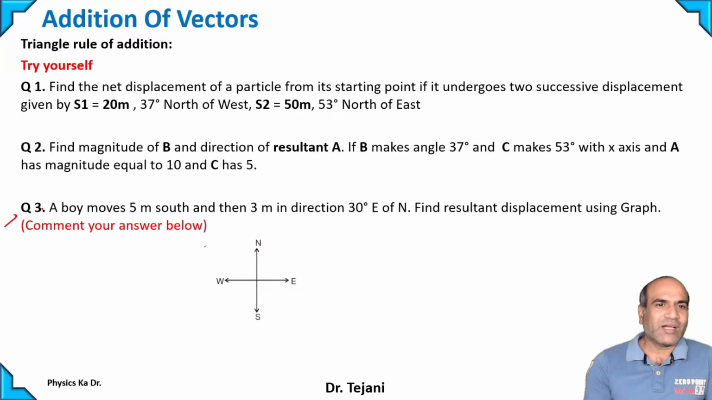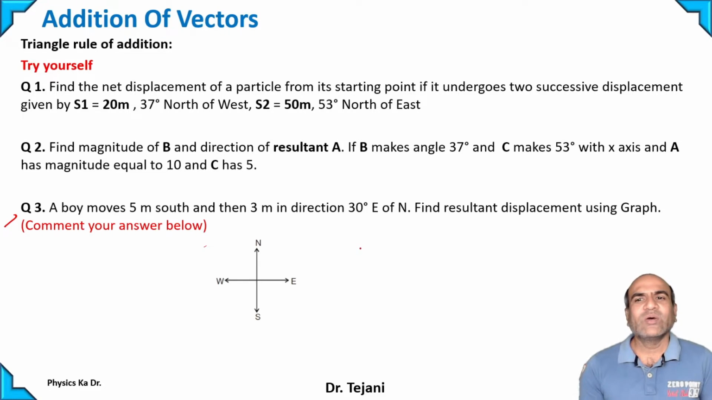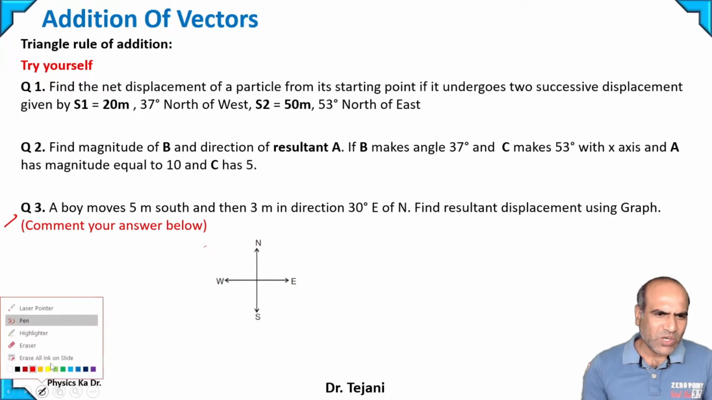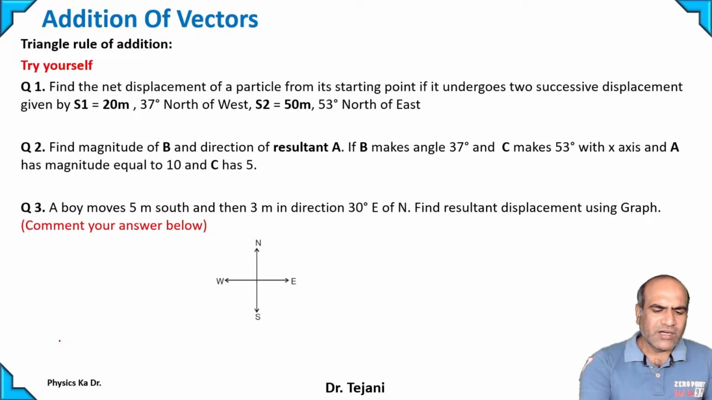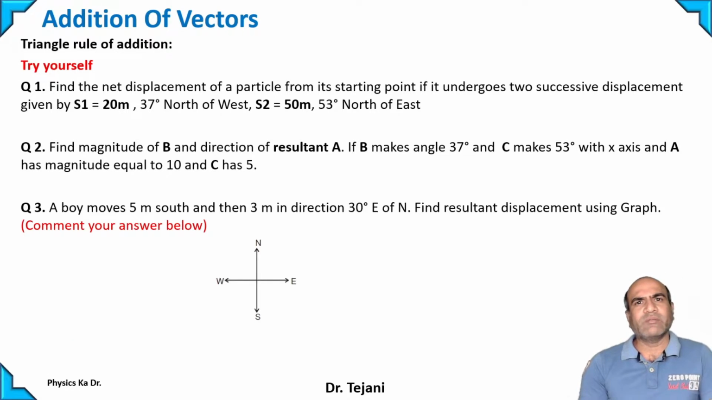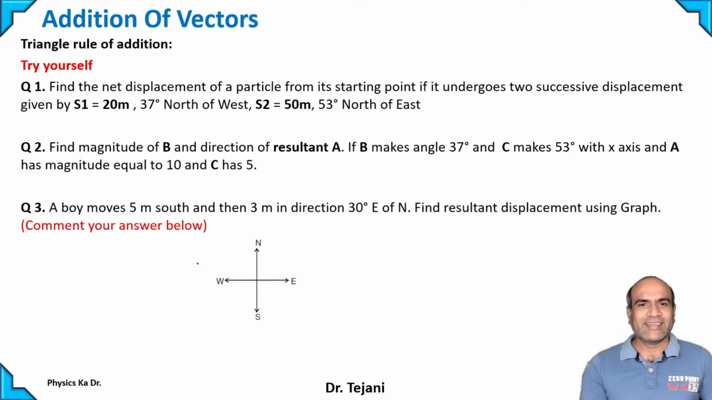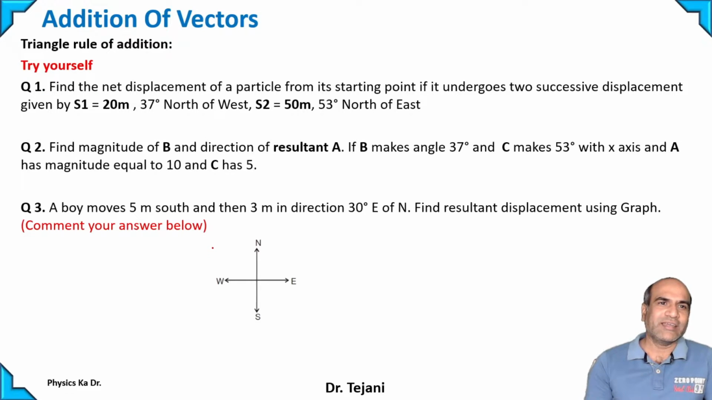Question number 3. A boy moves 5 meters south, then 3 meters in the direction of 30 degrees north. Find the resultant displacement using a graph. So solve these 3 examples. Remember, if you solve unsolved examples, it boosts confidence, and the correct answer brings happiness. So text me the correct answer. Just watching this video or someone else's video never works. You have to try it by yourself, then only it is possible.